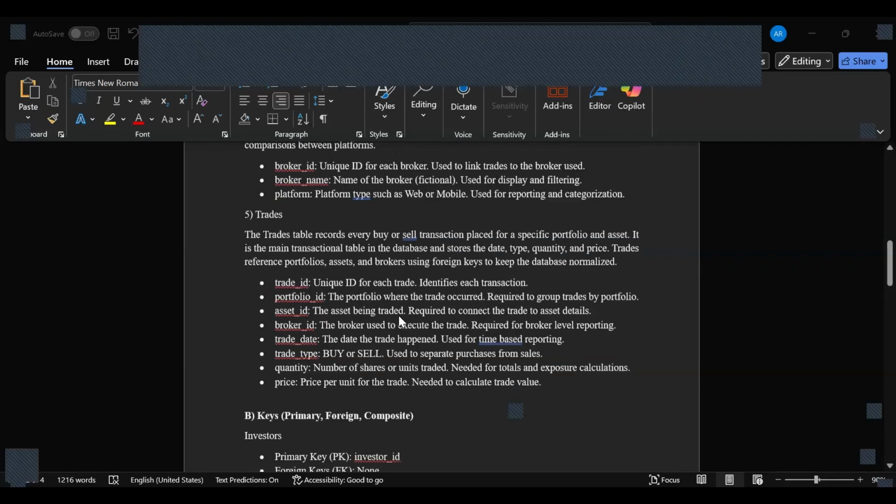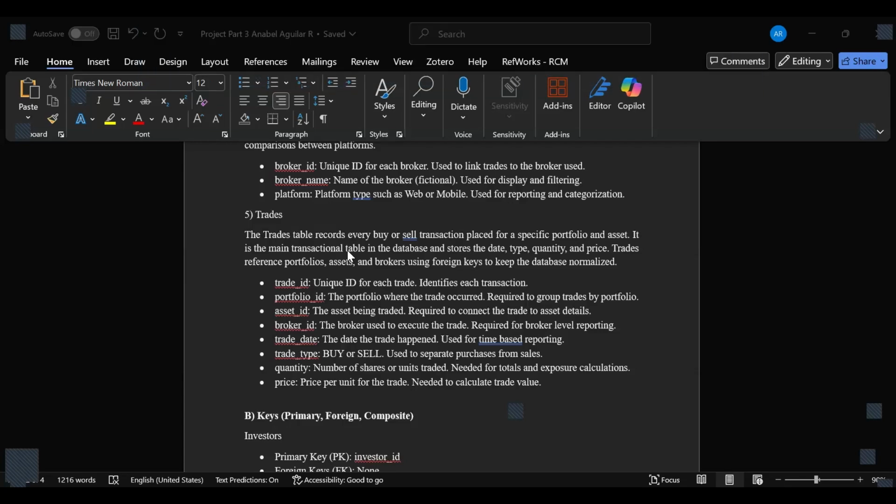Then we have the trades. In the trades table, we record every buy or sell, every transaction placed in a specific portfolio. Basically, this is our main transactional table in the database, and it stores different information such as the date, type, quantity, price, etc. We have the trade ID to identify each unique transaction. Then we have the portfolio ID, asset ID, and broker ID. Basically, this table is connecting to pretty much all the other tables. So this is our main one.